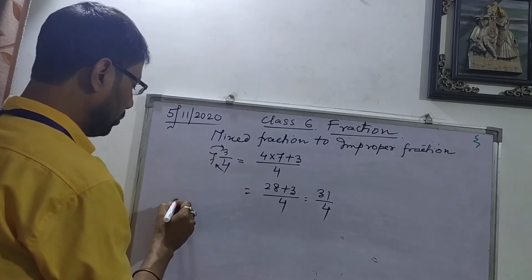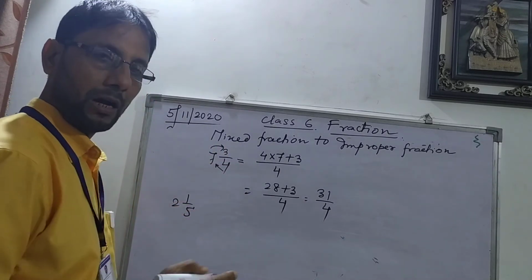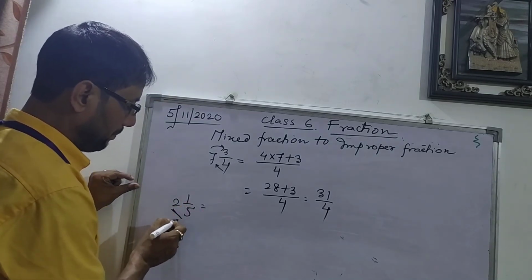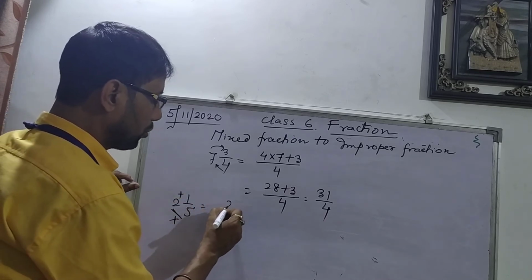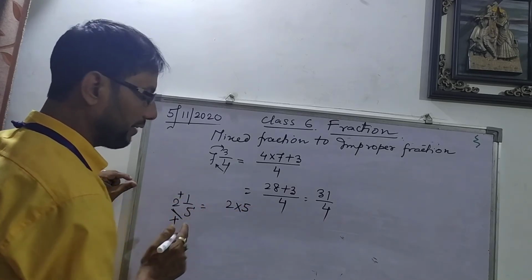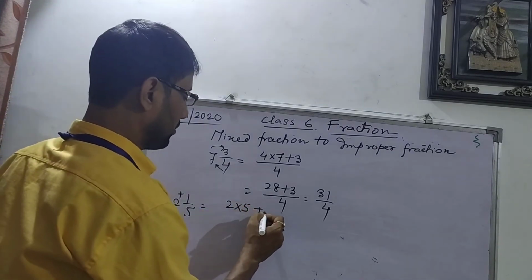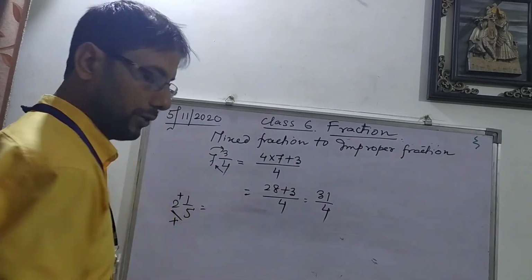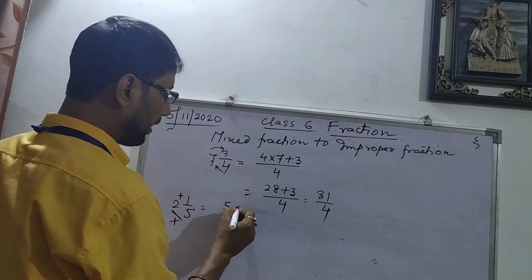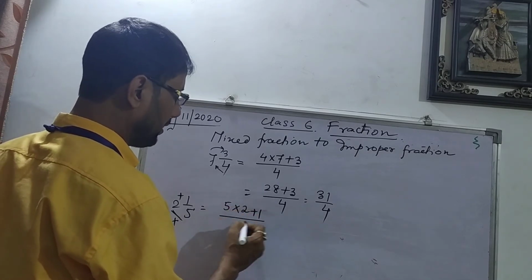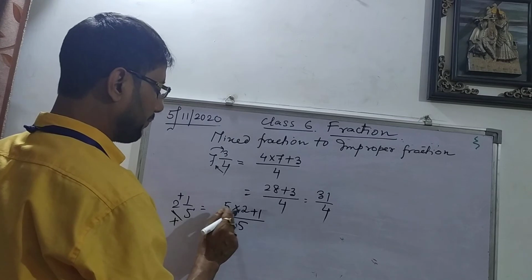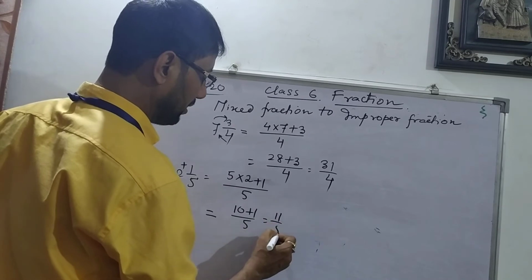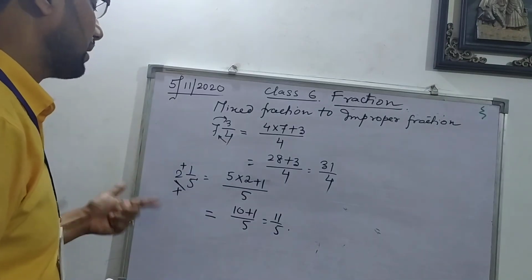One more example. 2 1 by 5, suppose. How will I convert? These two I multiply and this will be plus. That means 2 multiplied by 5, or we can write 5 multiplied by 2, same thing, plus 1 divided by 5. 5 multiplied by 2, let me write, otherwise you'll get confused. 5 multiplied by 2 plus 1 divided by 5. So it is equal to 5 2s are 10 plus 1 by 5 is equal to 11 by 5. These are the examples I have taken myself.